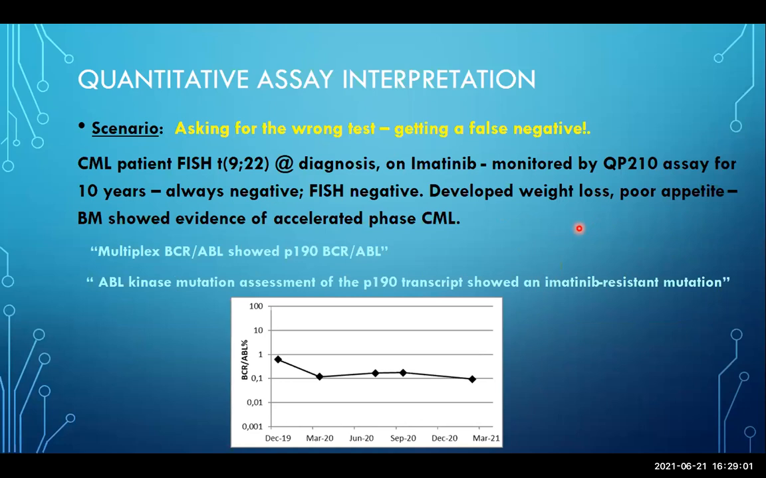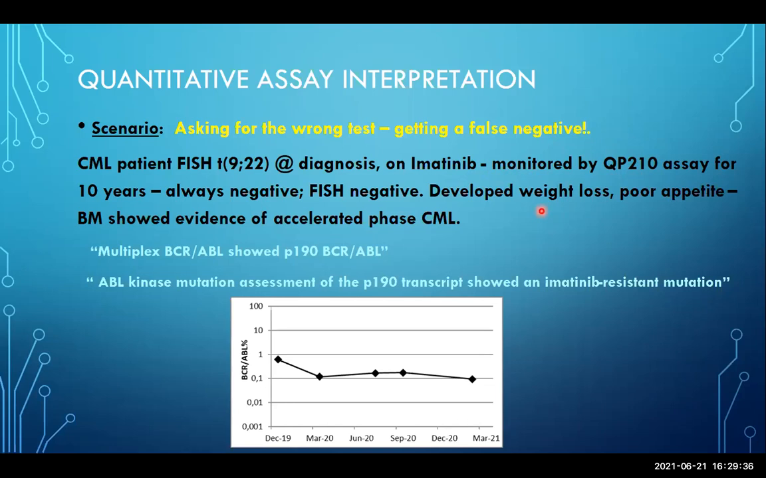Here's another example where if you ask for the wrong test, you can actually get a false negative. This was a patient that was diagnosed many years ago using FISH, 9;22 positive. They were put on imatinib, which for CML makes sense to me. And they were monitored by quantification P210 assay for about 10 years. And they were always negative. And they were always FISH negative. Great, no problem. But they were not monitored at diagnosis for the P210 assay.